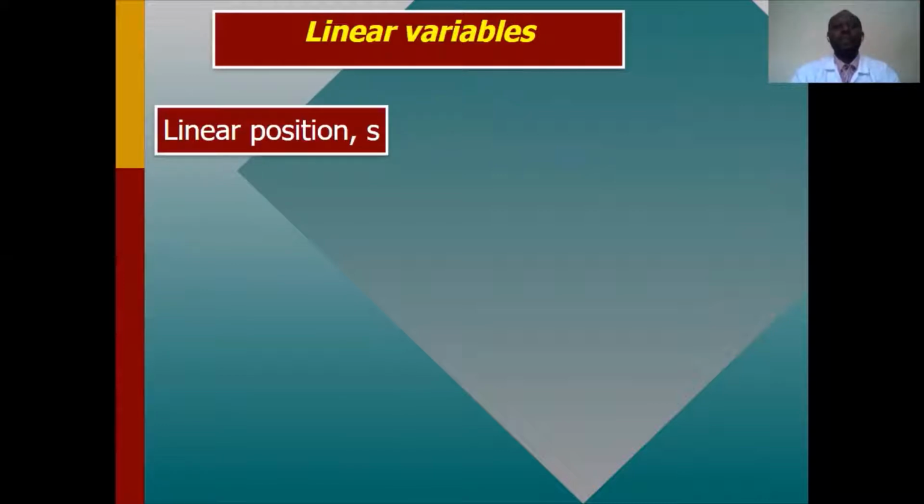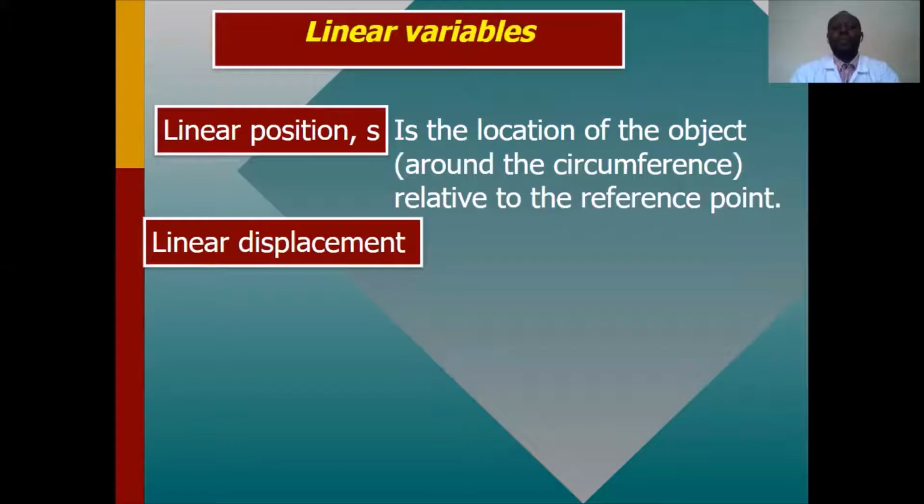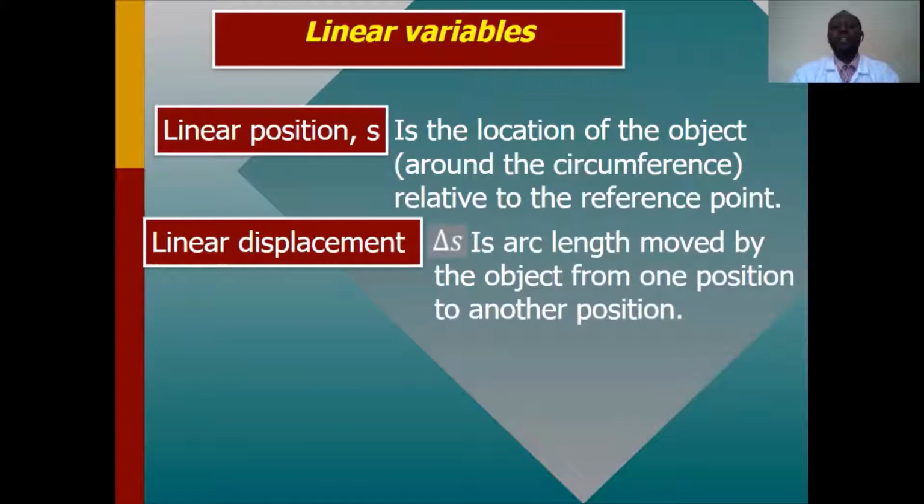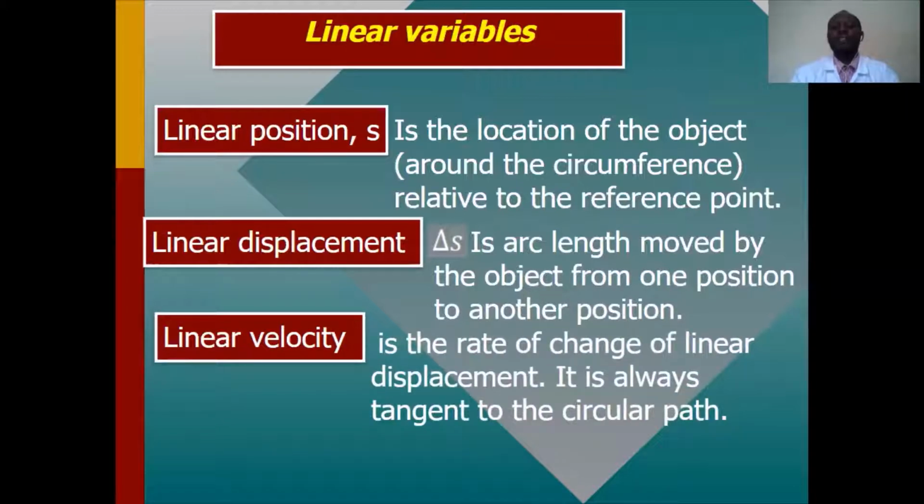Examples of linear variables: we have linear position. Linear position is the location of the object around the circumference relative to the reference point. We have linear displacement. Linear displacement is arc length moved by the object from one position to another position. We have linear velocity. Linear velocity is the rate of change of linear displacement, and it is always tangent to the circular path.